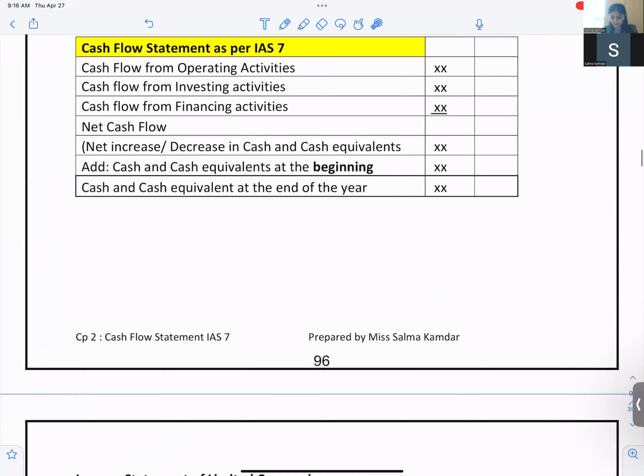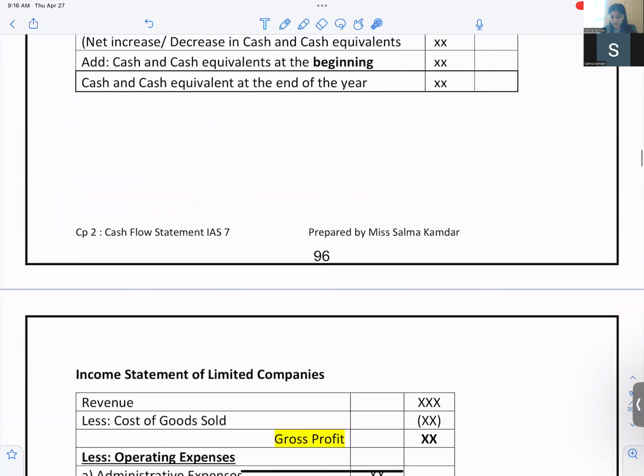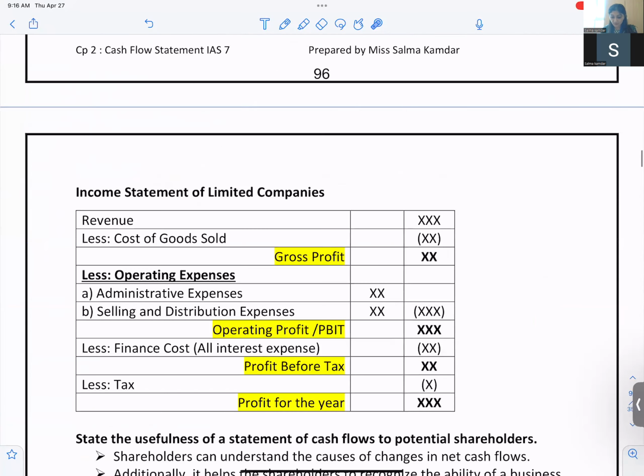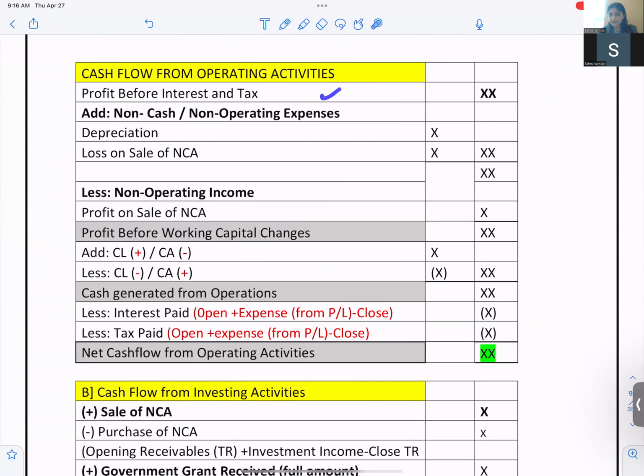What do you do in cash flow from operating activities? Your cash flow from operating activities will always start with profit before interest and tax. You will add your non-cash, non-operating expenses. That is your depreciation or loss on sale of non-current assets. You will minus your non-operating income. Your non-operating income would be nothing but your profit on sale of your non-current assets. Then you will get profit before changes in the working capital.